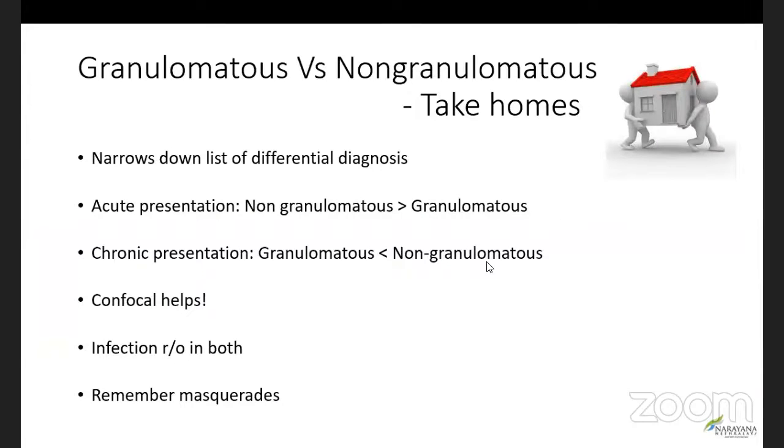So concluding my talk, the differentiation of granulomatous versus non-granulomatous is very important because it narrows down the list of differential diagnoses. Most of the non-granulomatous entities can have acute presentation, whereas most of the granulomatous entities can have chronic presentation. The confocal helps to differentiate between granulomatous as well as non-granulomatous, as well as it can rule out masquerades. Remember to rule out infections in both the conditions and remember masquerades always.